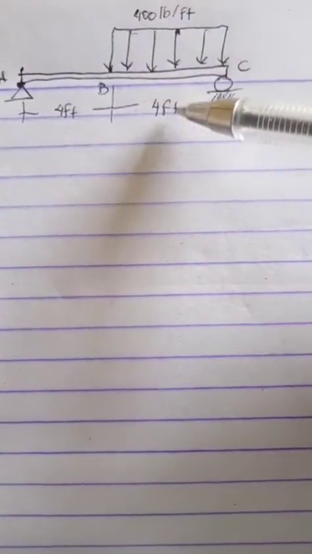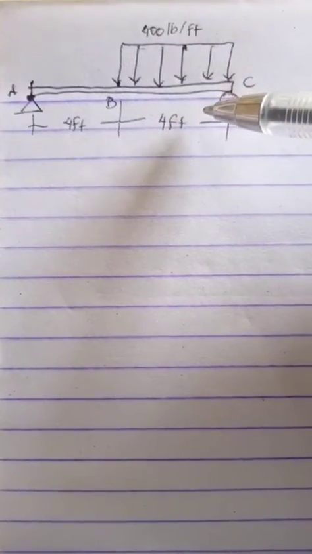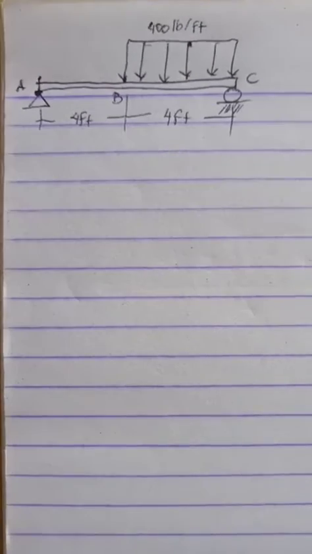So, we're given a beam whose total span is 8 feet, because from A to B it's 4 feet, and then from B to C it's 4 feet. And the load here is just a simple uniform load, which is 400 pounds per foot. So for every foot, there is a 400 pound load. Alright? So the first step is just to calculate the support reactions if it is not given.